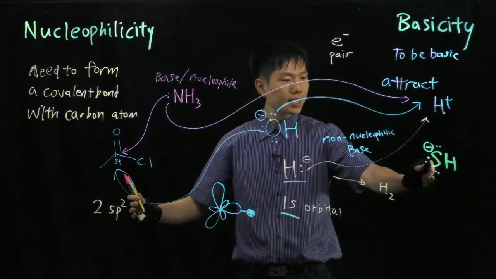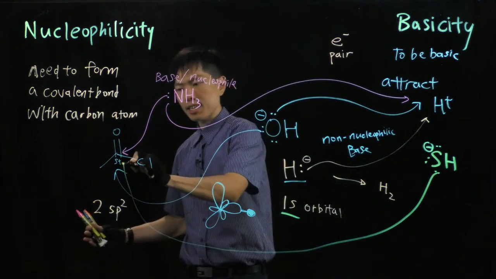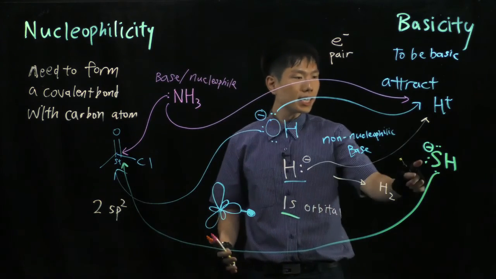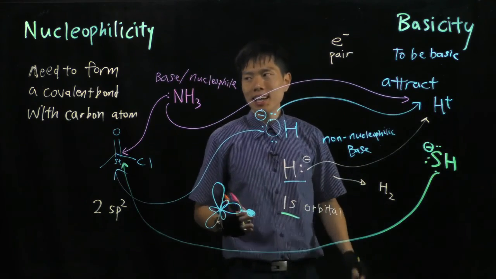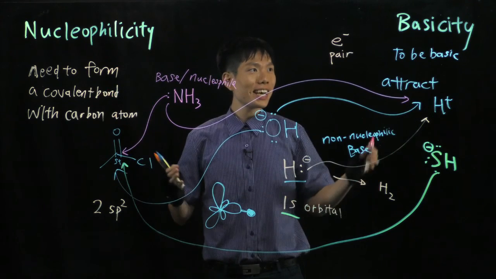Sulfur of the SH- ion would prefer to attack a carbon that is electron deficient rather than act as a base to attract an H+. I hope you understand this, some subtle difference between nucleophilicity and basicity.